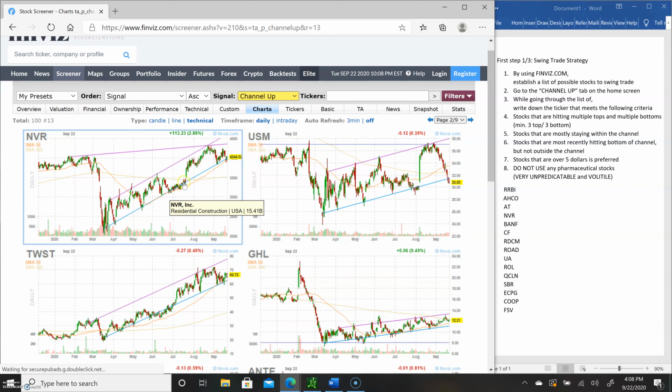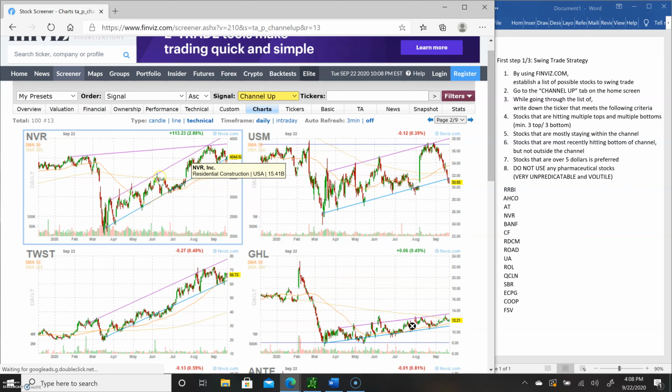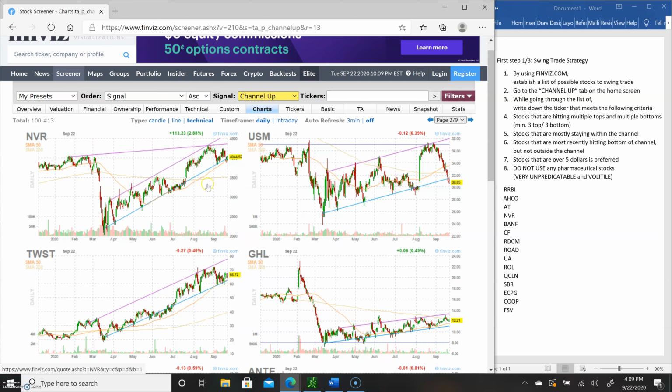Alright, next one, NVR, multiple bottoms, multiple tops, staying within the channel that is trending up. Current price is at the bottom of the channel, and in the last day or so it's been going up, so it looks like it's a good time for a reversal. Today it went up 2.88%. So add that, NVR. That's a bit more expensive of a stock, but it still has quite a bit of gap to make profits if you're willing to invest at least $4,000. We'll continue.